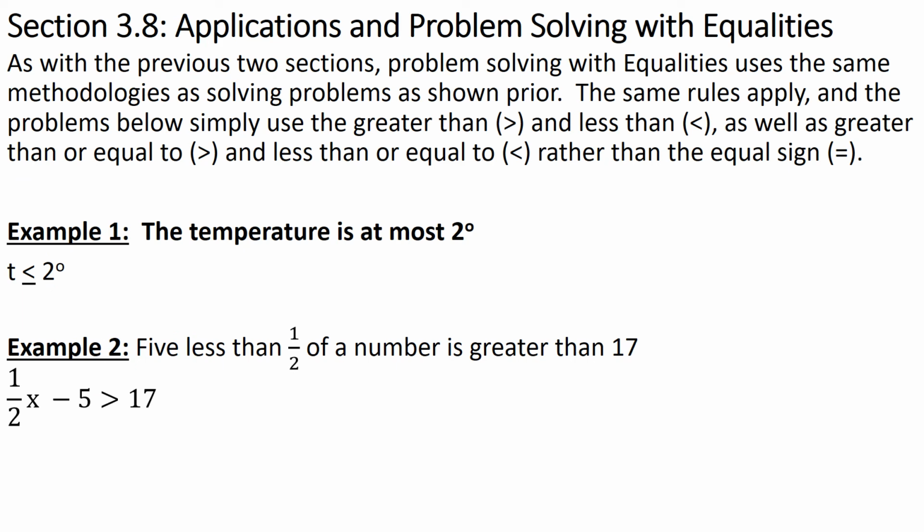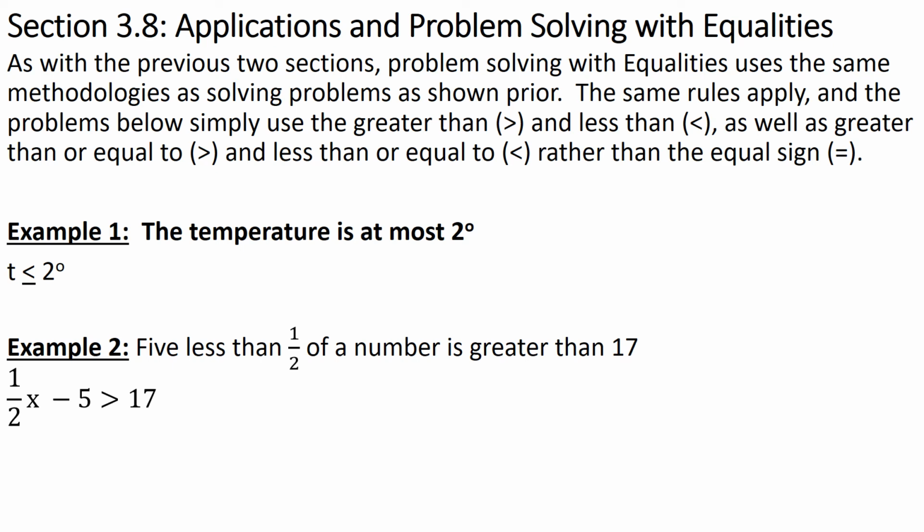Now we apply this also to inequality word problems. You have to use some wordsmithing. You have to basically read through all the components of it. And these aren't simple, I'll be the first to admit, and it takes some logic and practice. Example 1, the temperature is at most 2 degrees. That means it can be 1 degree, it can be 0 degrees, it can also be 2. It can be equal to, but it can be at the most 2 degrees. It can't be 2.1 or 3 or 5. So the temperature is less than or equal to 2 degrees.